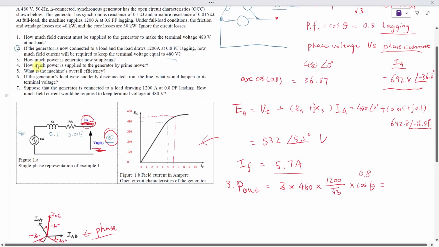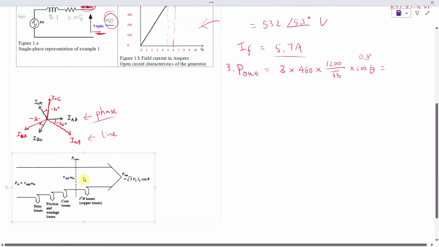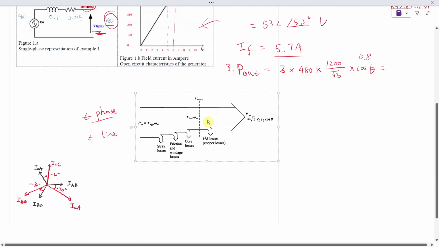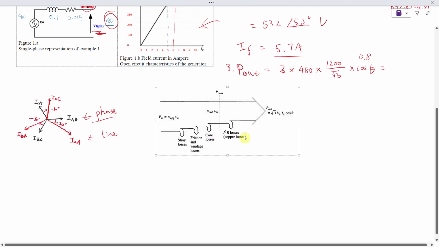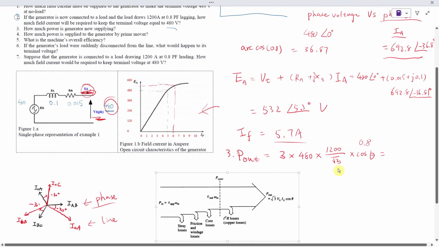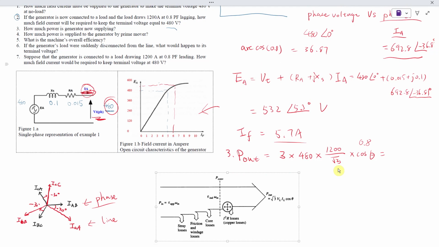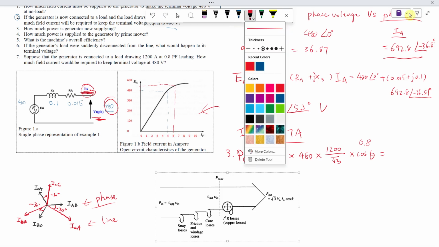And the next one is how much power is supplied to the generator by the prime mover. Okay, so now we need to bring up this one. All right, it's becoming good. All right, so the next part, everything is from the prime mover. Okay, everything comes from the prime mover.